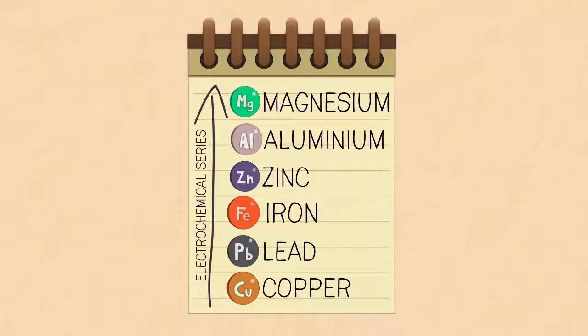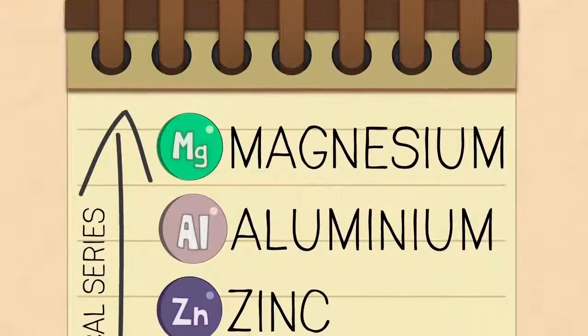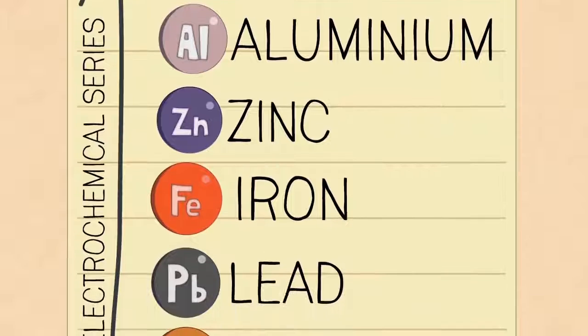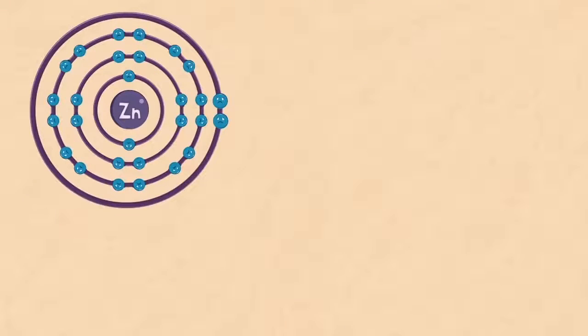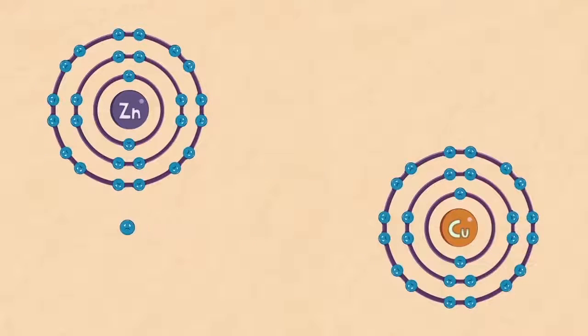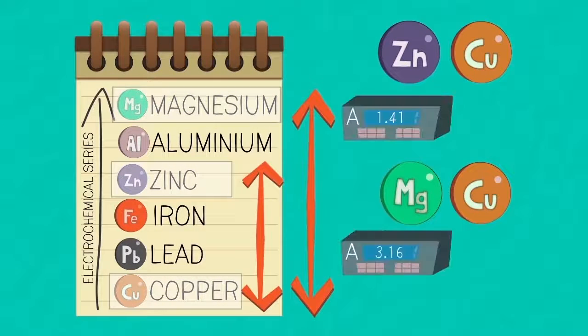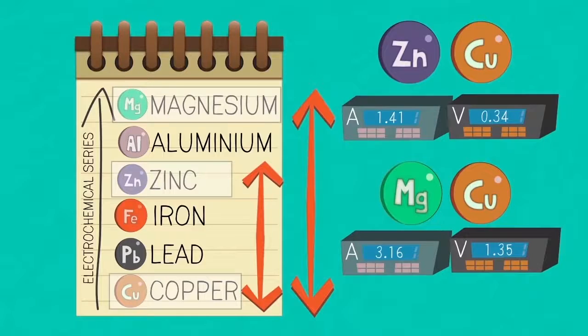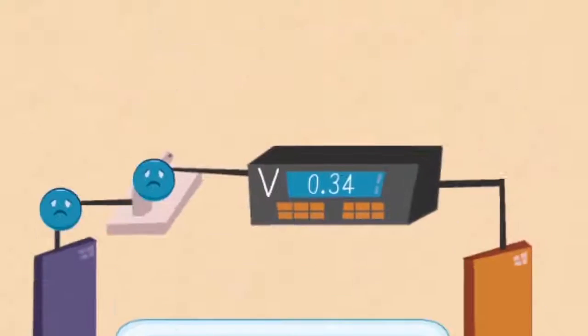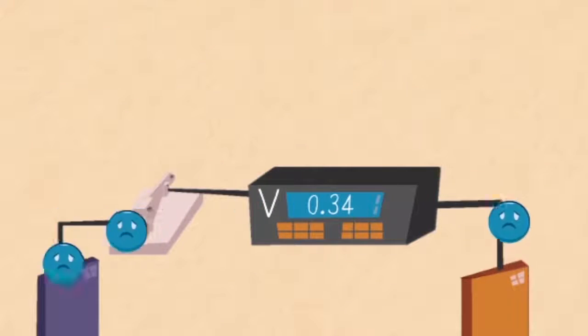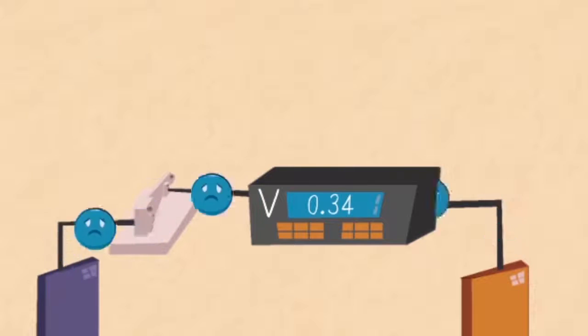The electrochemical series is a list of metals and other substances arranged in rank order of how easily the atoms may lose electrons. The further apart the metals are in the electrochemical series, the higher the voltage is produced across the cell. Electrons flow along the wire from the metal higher in the electrochemical series to the metal lower down.